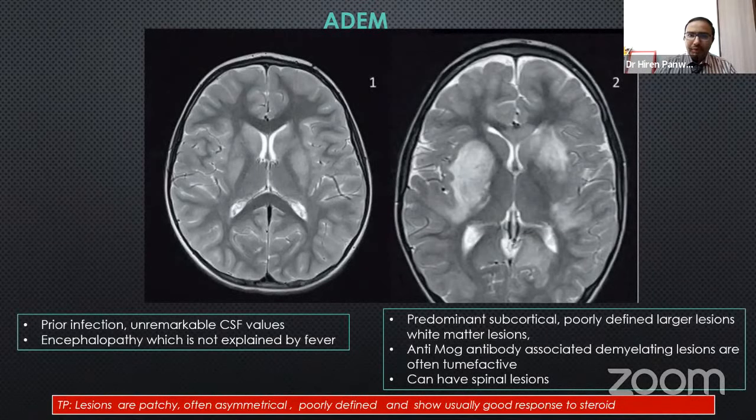Here, the lesions will be either deep gray or they can be more predominantly subcortical. The lesions are poorly defined to fluffy and they are predominantly white matter lesions. So when you see this kind of asymmetrical, poorly defined white matter lesions, which can affect the basal ganglia and gray matter also, then you can raise the possibility of ADEM. It has a good response to steroids and the lesions can resolve. Patients who have ADEM secondary to MOG can have tumefactive or mass-forming lesions, as we can see here on this second image.